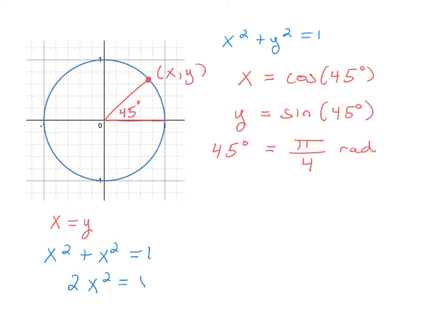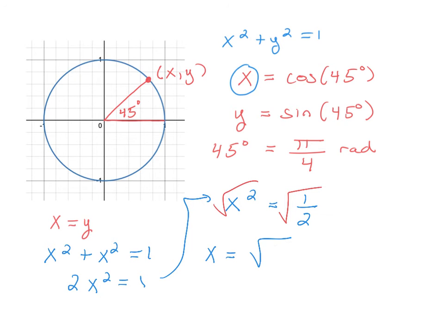If you want to solve this for x, which means you're solving for cosine of 45 degrees, what you do is divide both sides by 2. So x squared is equal to 1/2. And then to solve for x, you would take the square root of both sides. So I'll take the square root of both sides. And the positive solution that we get is the square root of 1/2, which is the same thing as the square root of 1 over the square root of 2, which is the same thing as 1 over the square root of 2.